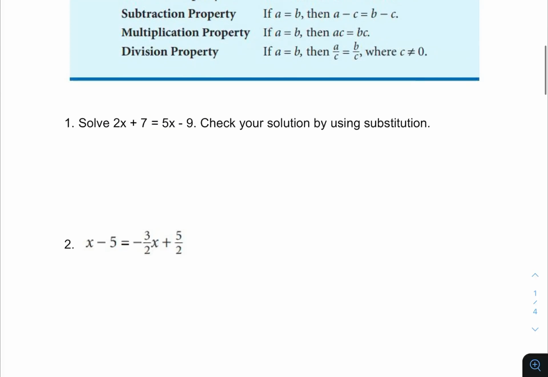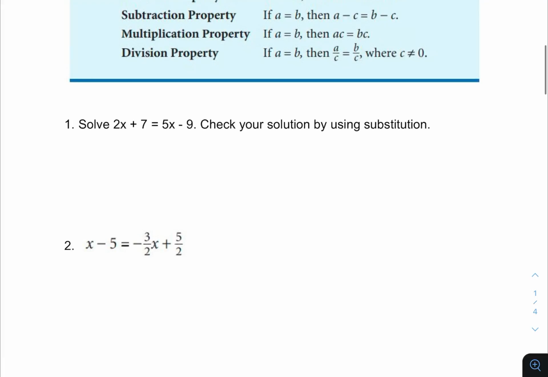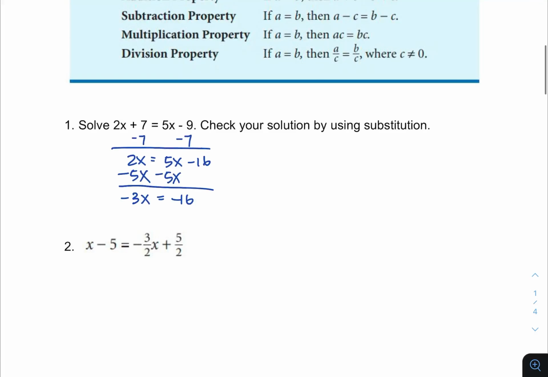Moving on to our first example, we have solve 2x plus 7 equals 5x minus 9. Check your solution by using substitution. We're going to subtract 7 on both sides first, giving us 2x equals 5x minus 16. We then subtract 5x on both sides. Negative 3x equals negative 16. And we divide by negative 3, giving us x equals 16 over 3.